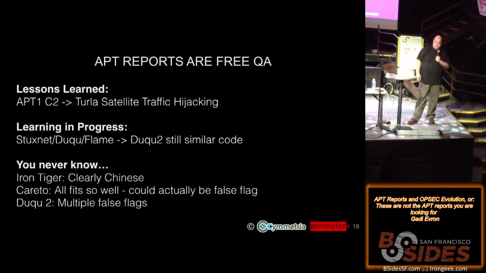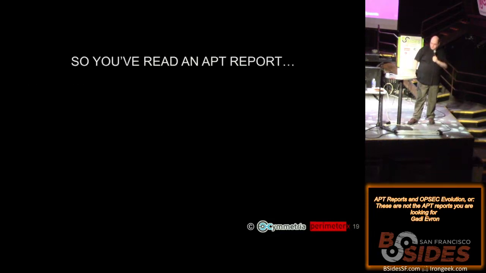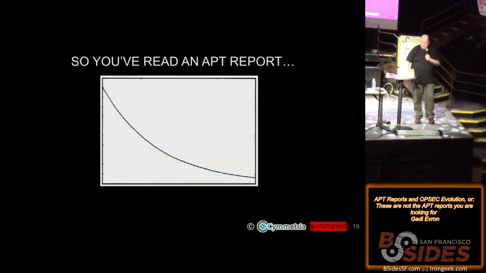And lastly, Duqu 2, they started learning. There are multiple false flags for many, many APTs trying to throw the researchers off whatever they're trying to do. So you read an APT report. That's pretty cool. What do you actually get? Malware analysis, a lot of it. Some IOCs, indicators of compromise. Some C2 setup, command and control servers, pretty cool. Attack vectors, not really. Attacker objective, nearly never anything at all.